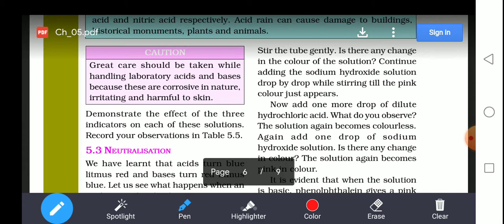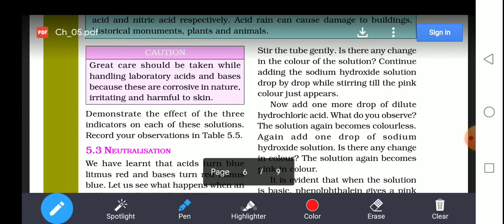After the change to pink color, what happened? Now you are adding the base, sodium hydroxide. After adding sodium hydroxide drop by drop and stirring, slowly the pink color disappears and the solution appears colorless.